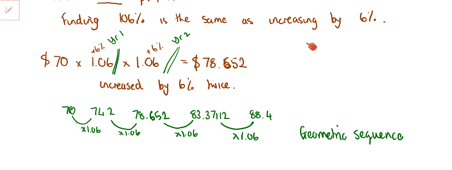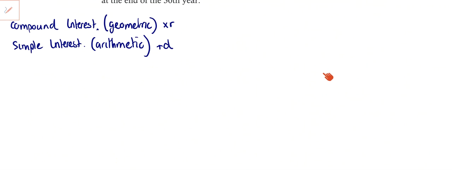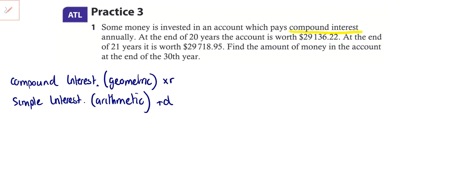So if we go back up to this problem, let's use the numbers here. It does say some money is invested which pays compound interest annually. I've got some more questions, so hopefully we'll understand a bit more about that. At the end of 20 years, the account is worth that much. At the end of 21 years, it is worth that much. Find the amount of money at the end of the 30th year.